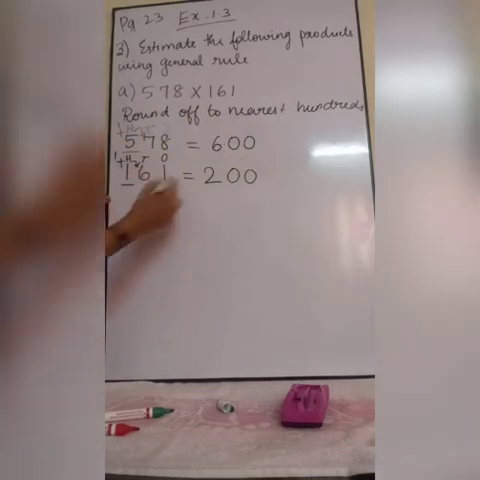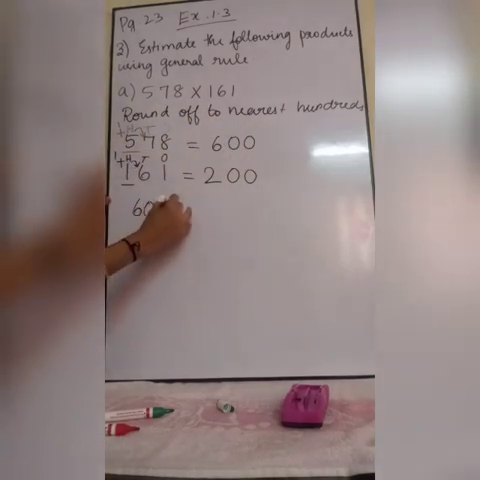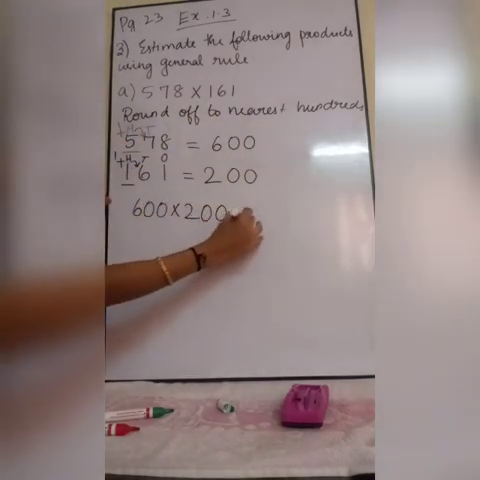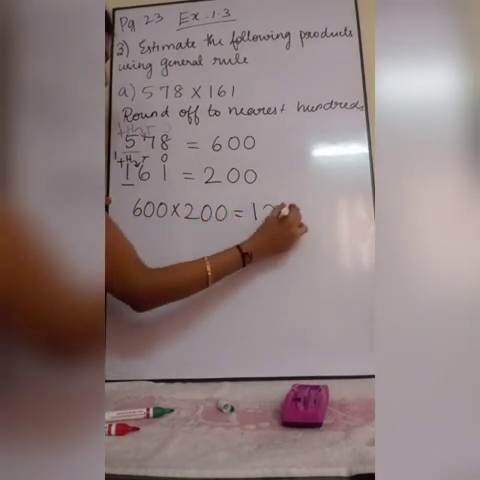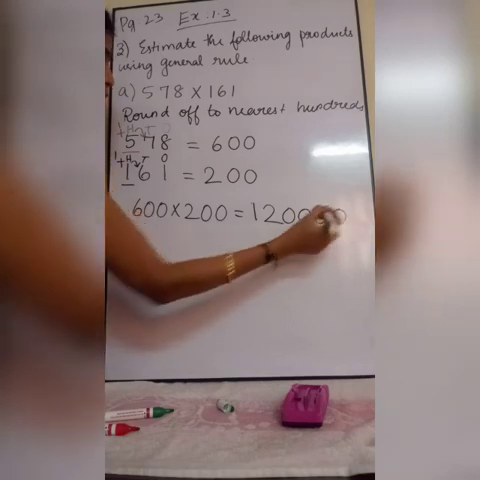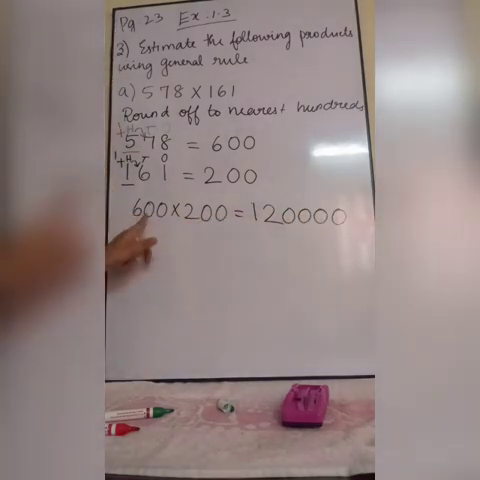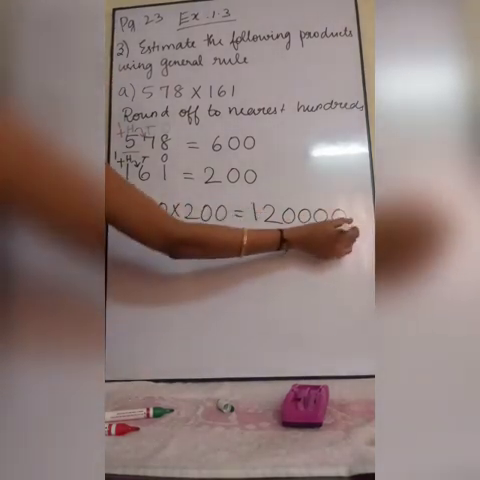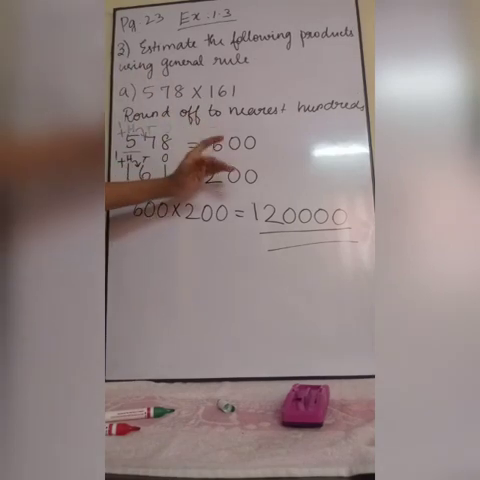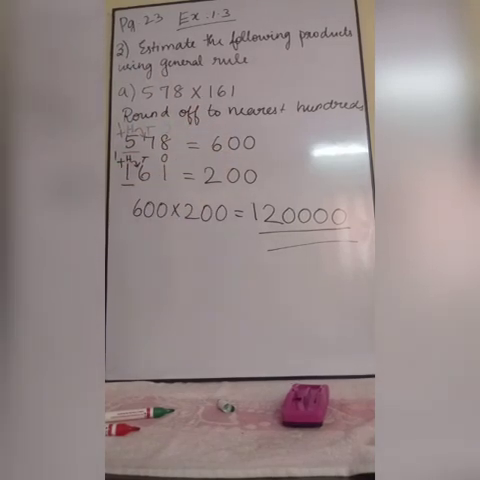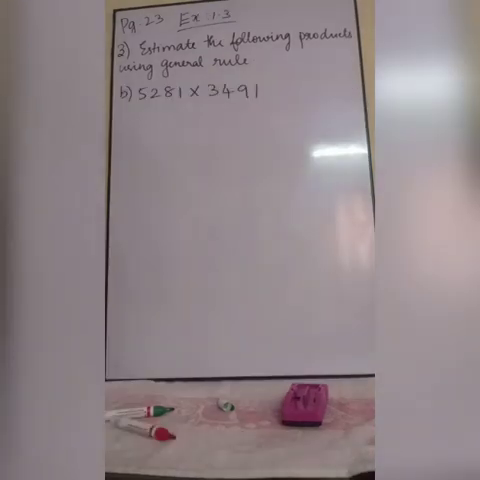Now you should multiply these two. 600 into 200. What is my answer? 6 2s are 12. 1, 2, 3, 4. So 4 zeros. Okay? 6 2s are 12. 1, 2, 3, 4. So this is my estimation using general rule. So both I have done nearest hundreds. You can do nearest tens also. After rounding to nearest tens, you can multiply and write the answer. Understood? B sum is also the same thing. We are just going to round off the same way.